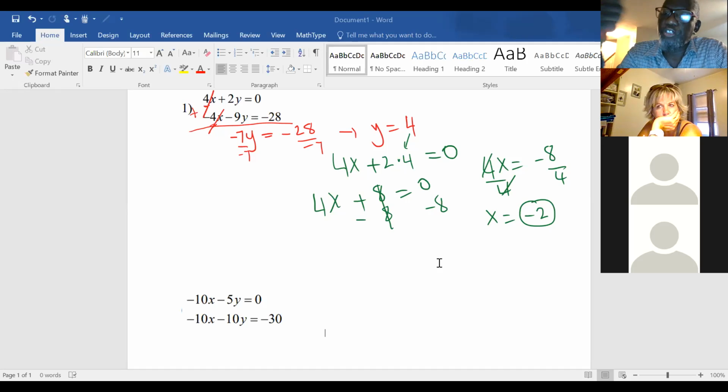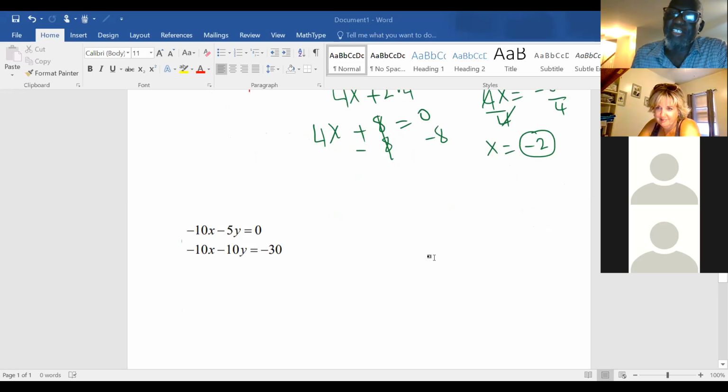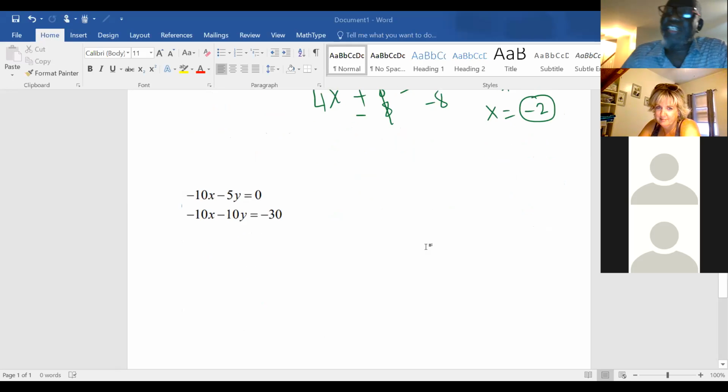Because we know students will make fewer mistakes if they add rather than subtract, right? But some of you don't care about addition or subtraction. If you don't care about that, you go ahead and subtract them. But if you do care about that, there is a quick fix to get one positive, one negative.